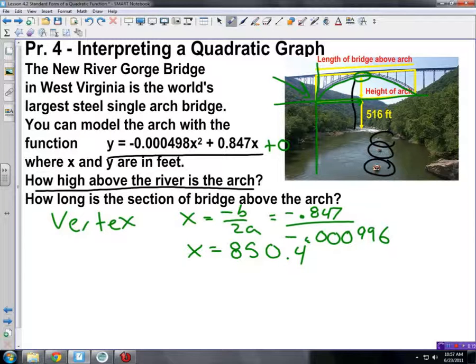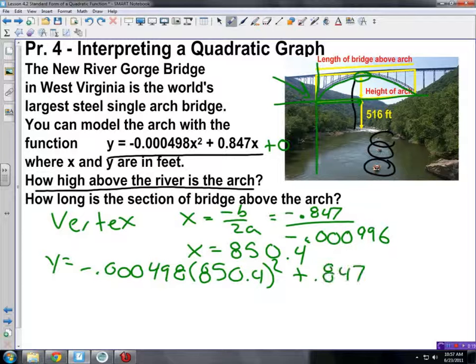So we're going to do y is equal to negative 0.000498 times 850.4 squared plus 0.847 times 850.4. And that should give us the y value, which is going to be the height.